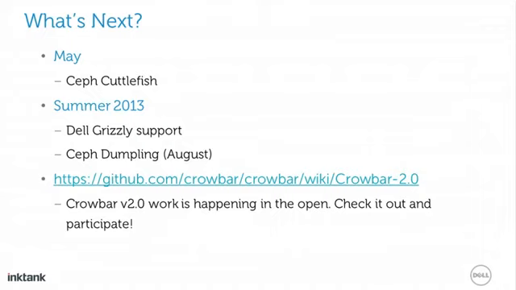So what's coming next? Let me finish with what's coming from Dell. This summer, we are already working on Grizzly. Our team is completely focused on that. So we will have an officially supported Dell Grizzly release by this summer. There's a lot of work going on around Crowbar 2.0, which is the next generation of Crowbar. It's all happening in the community. It's open source.